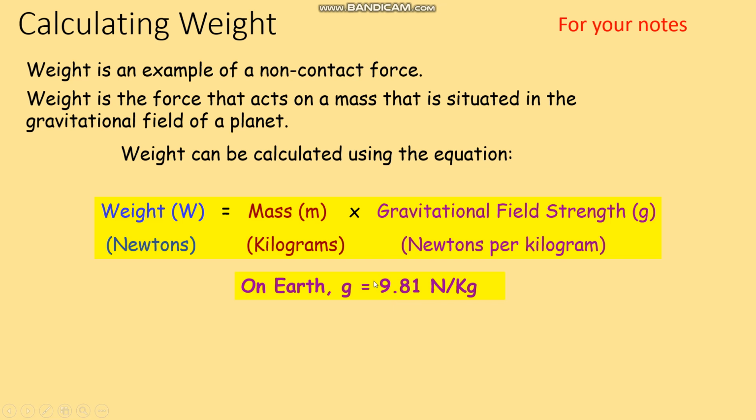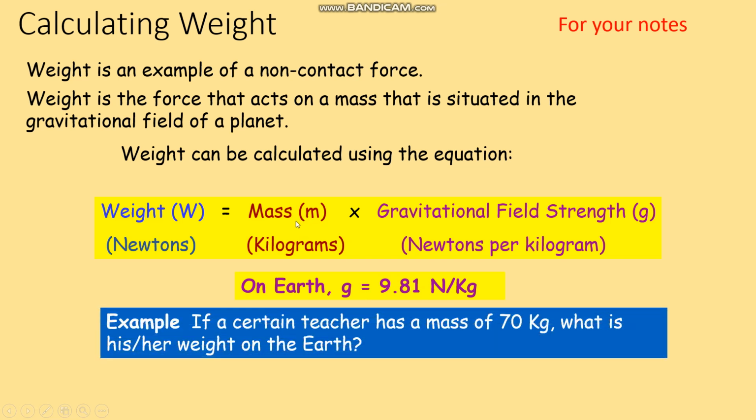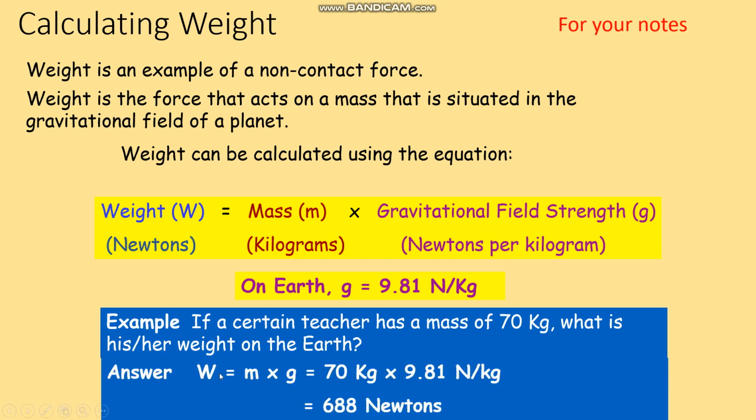Just make sure that you're using the correct value of g, which will be given to you in a question, and that the mass is in kilograms and not grams. So, a little example. If a certain teacher has a mass of 70 kilograms, this must have been written a long time ago, what is his or her weight on the Earth? Just pause the video, do your calculation, and come back to me in a moment. Okay, if you performed that calculation, you should have found that W, weight, equals m times g, 70 times 9.81, and that gives you 688 newtons to 3 significant figures. Very easy to work out.